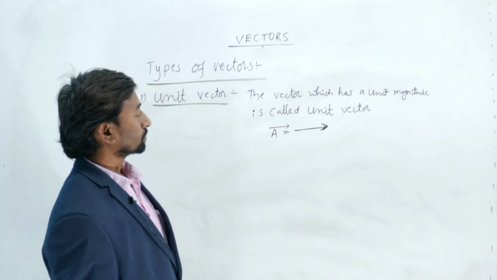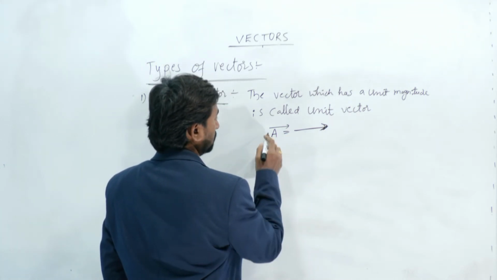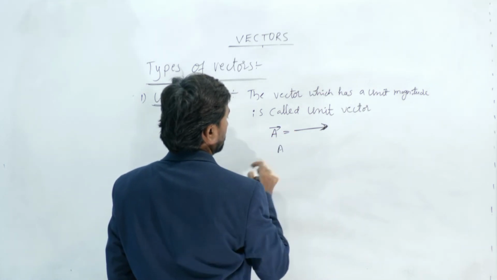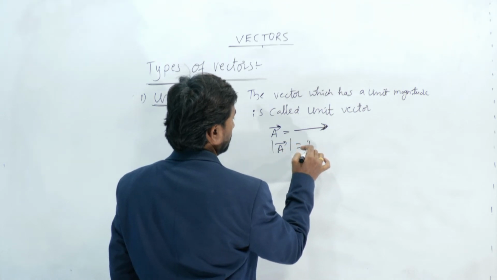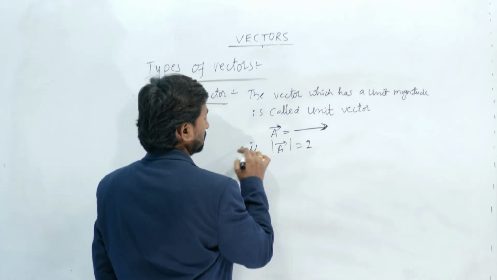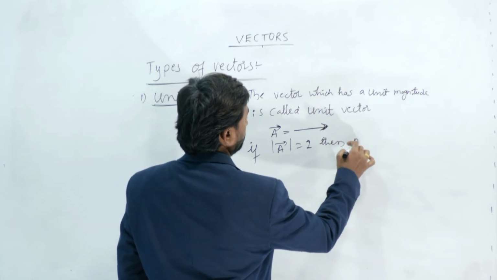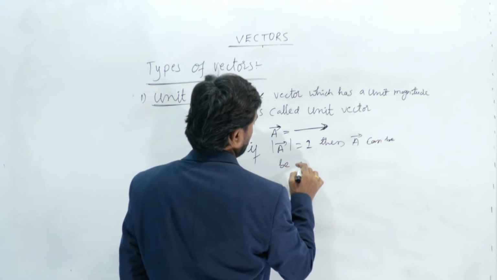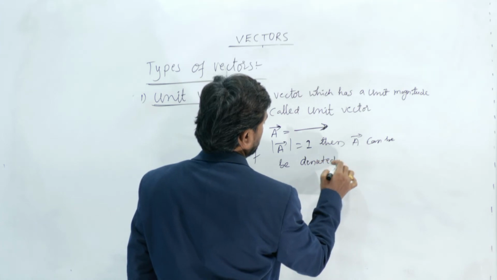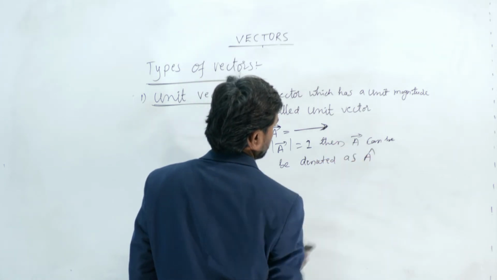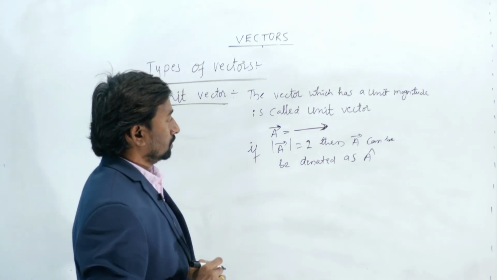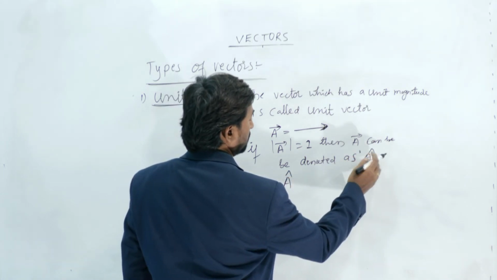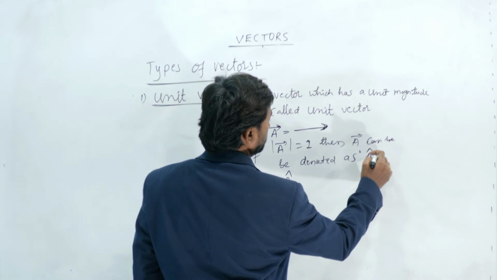Now, suppose this vector has a magnitude, modulus of A equals 1. If the magnitude of this vector is 1, then this A bar can be denoted as A cap. To represent a unit vector, we write A cap. It is denoted by the letter A with a cap over it. So that is the unit vector.